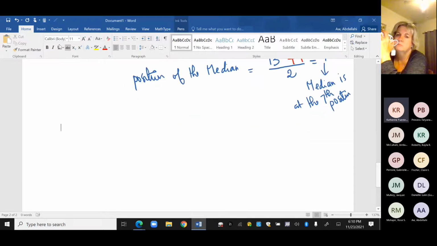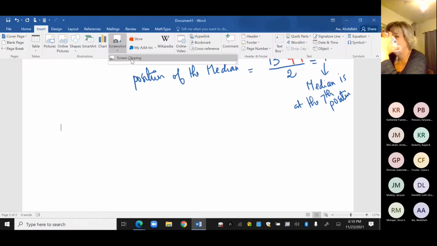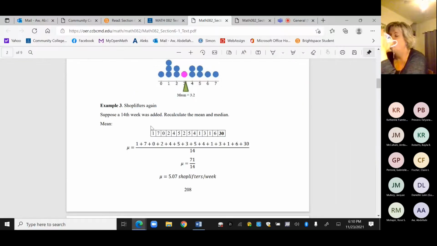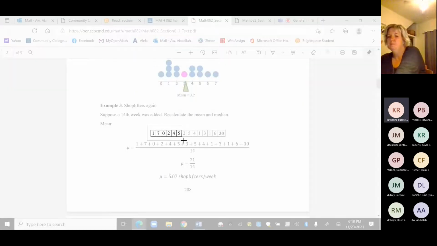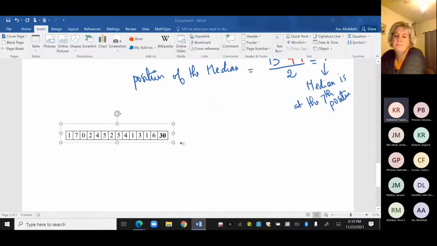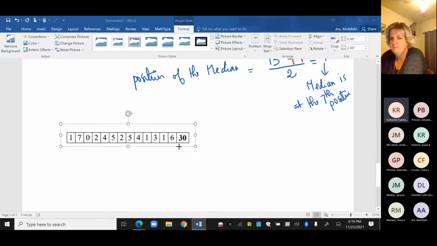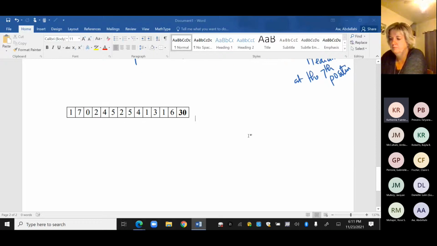It's about almost the same thing. Right here, by the way, if this represents the number of shoplifters every week, now we go to the 14th week. What do we see in the 14th week? Is it usual? Is 30 a usual number? Look at every other number. Look at 30.